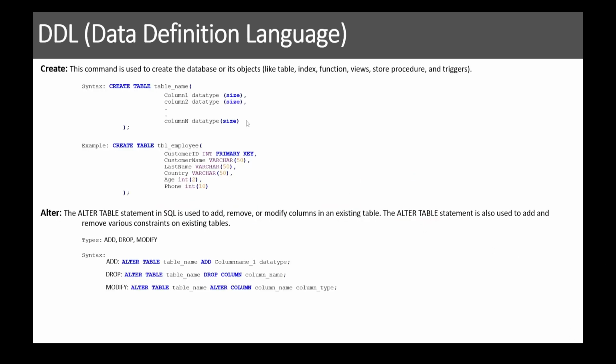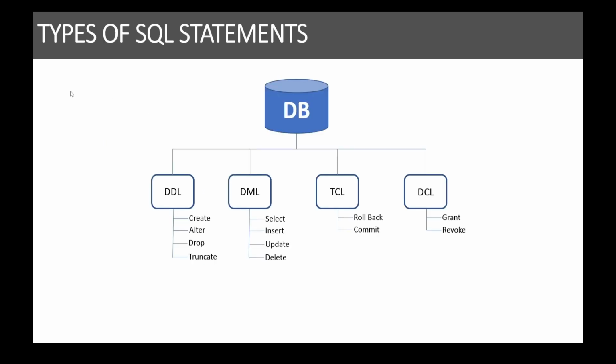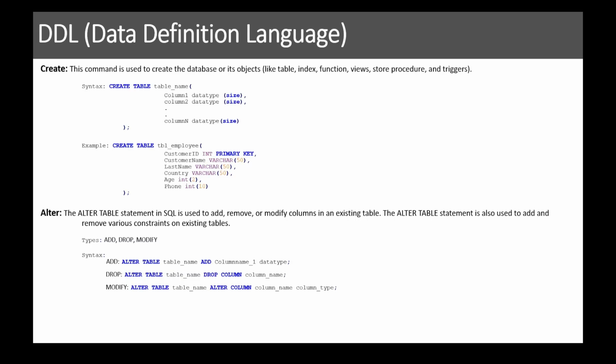Data definition language. In data definition language, we have 4 kinds of statements: create, alter, drop and truncate. We'll be discussing create first. The create command is used to create a database or its objects like tables, indexes, functions, views, stored procedures and triggers. You are hearing objects, right? In a database, everything inside is an object, whether it is a table, index, function, view, stored procedure or trigger. These all come under objects. We'll be calling them objects.